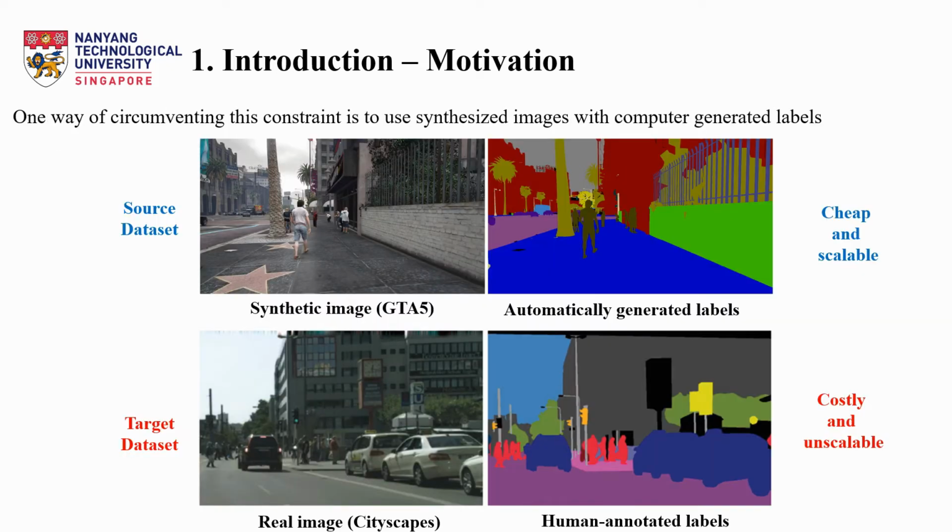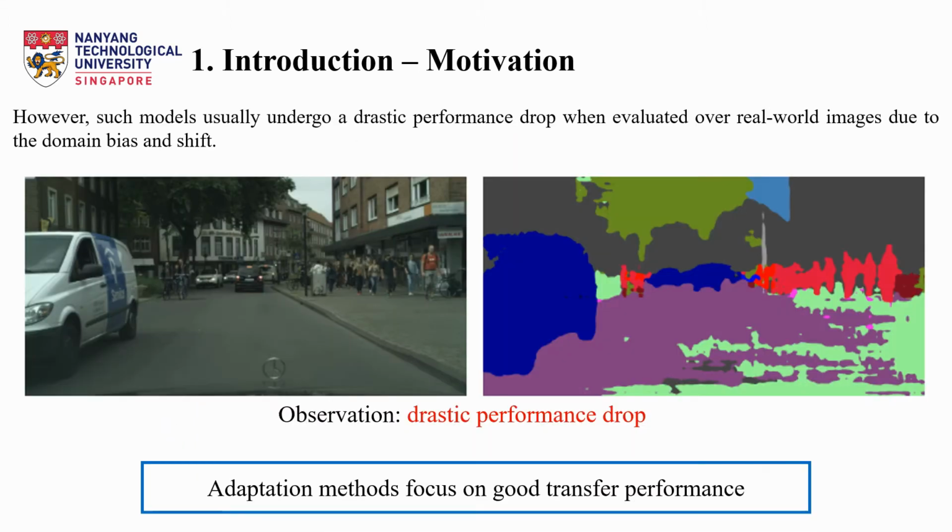One way of circumventing this constraint is to use synthesized images with computer-generated labels. The upper part shows the synthesized data with automatically generated labels, which are cheap and scalable. However, the model trained on synthesized data usually undergoes a drastic performance drop when evaluated over real-world images due to the domain bias and shift.